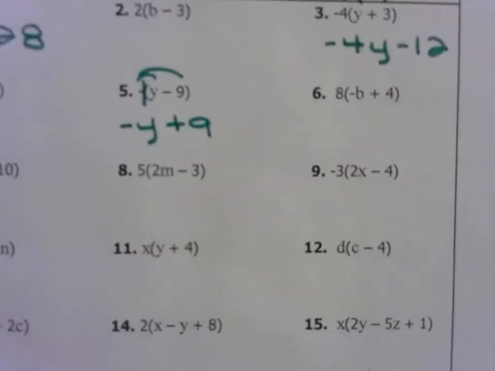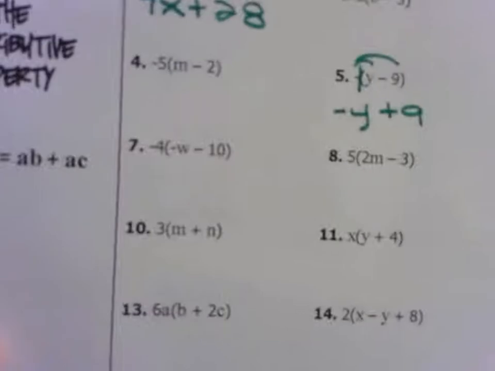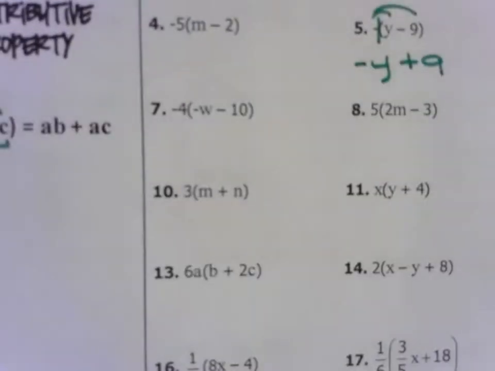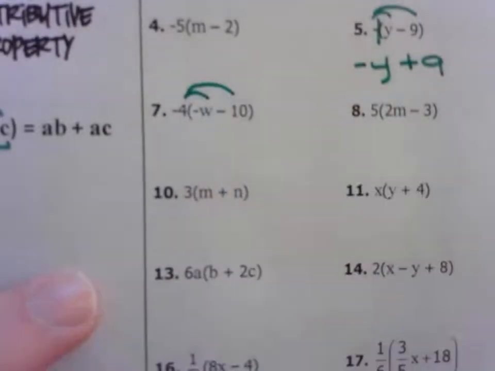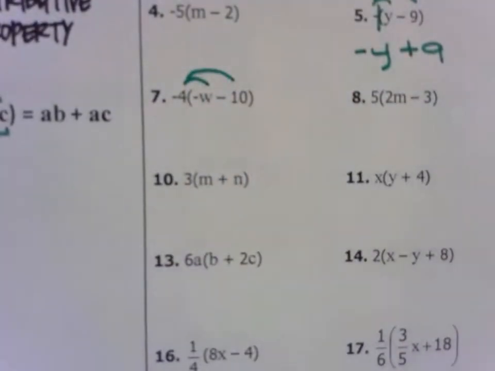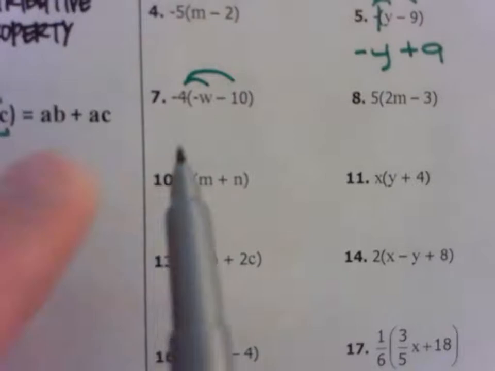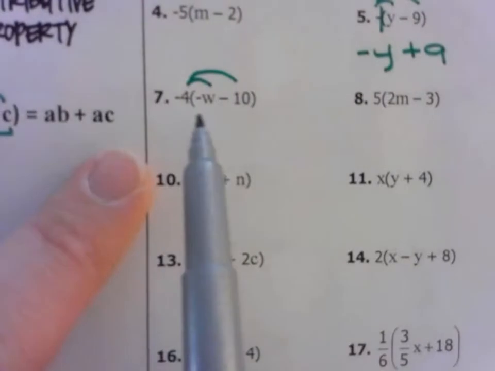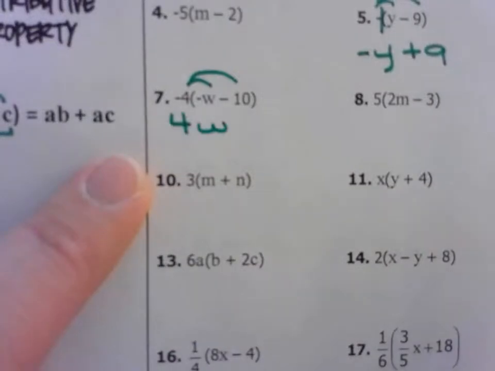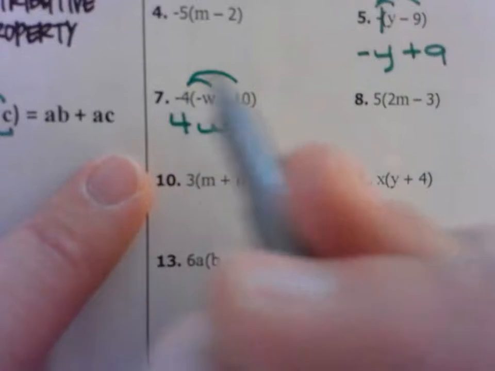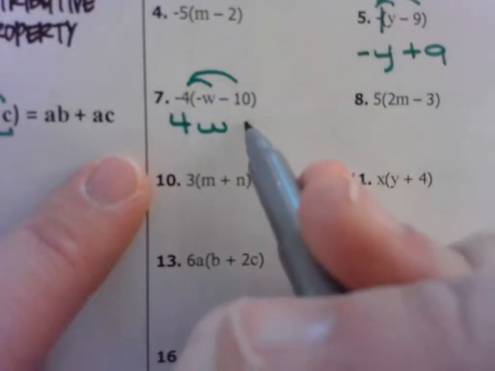Okay, if we look at 6 real quick. Actually, let's look at 7. It's a little trickier. I have that negative 4 out front, and I need to distribute it. So if I distribute the negative 4, be careful with your negatives. If you're not good with them, use a calculator. Negative 4 times negative y. Negative times a negative is a positive. Positive 4y. Negative 4 times negative 10 is positive 40.